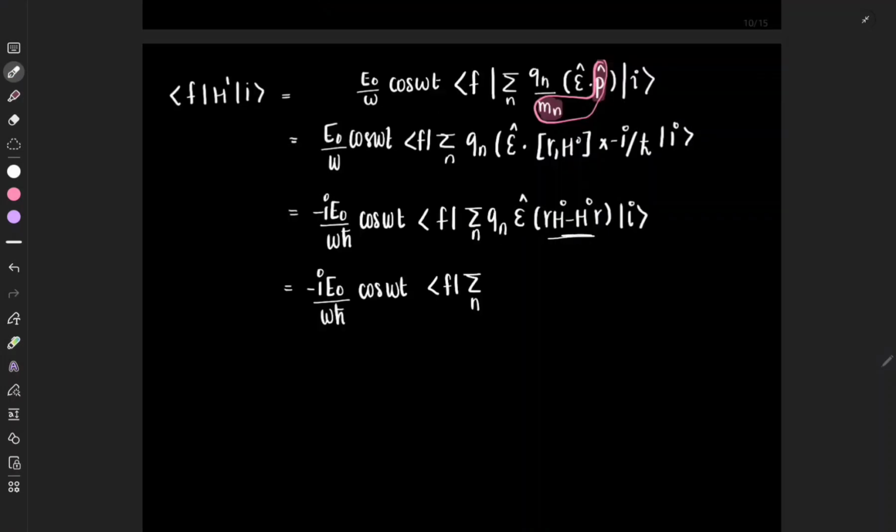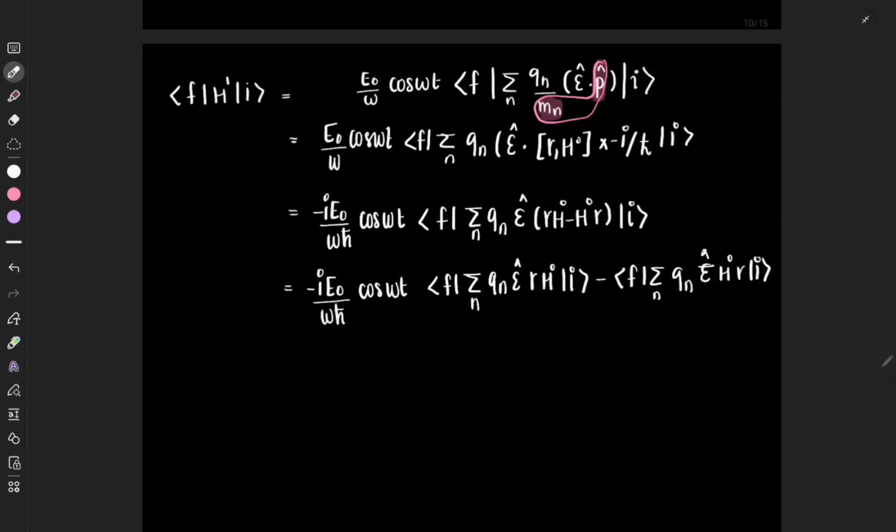So this will look like this. I'm just splitting and writing it. So this will become one term, and then this will become another term. So I'll include this as a different term. So the minus comes here, minus, and then the same thing. So this becomes this one, h naught of r, then the ket i. I just wrote the commutator bracket in two separate terms.